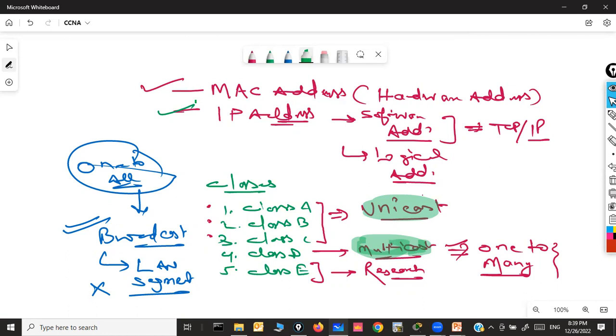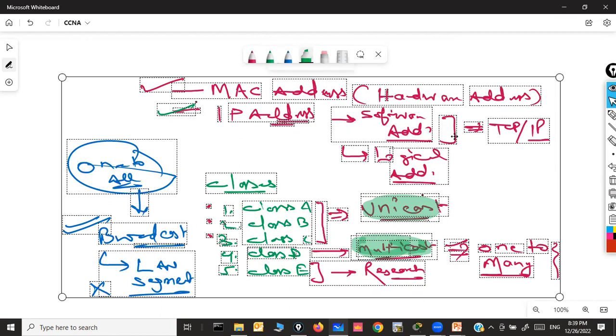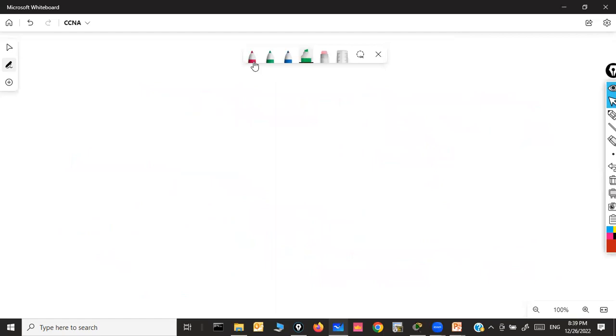And as there is no reserved class for broadcast, the last IP address of any network is used as the broadcast address. So we have a total of 5 different classes, right? Class A, B, C, D, and E. A, B, C are for unicast. And then next we also discussed identifying the class of an IP address.